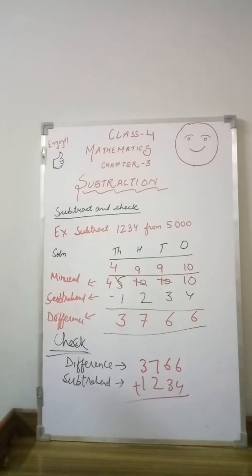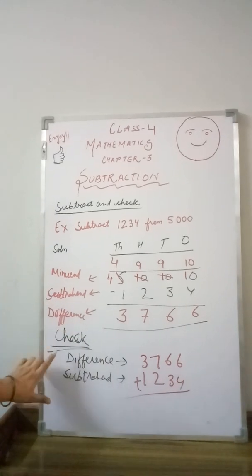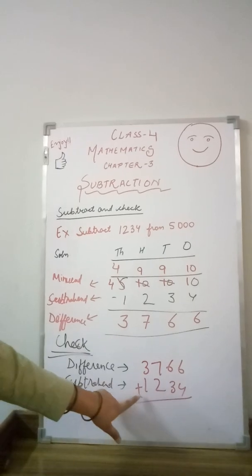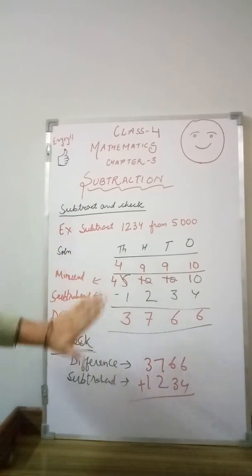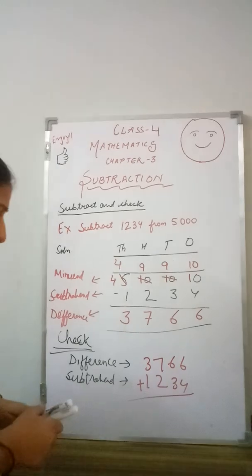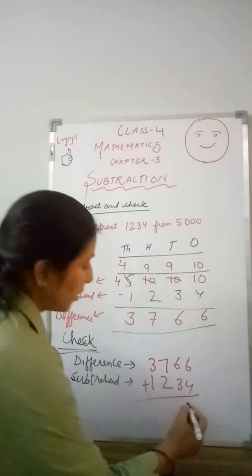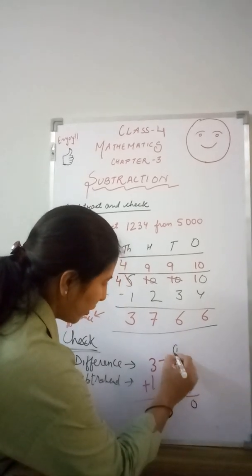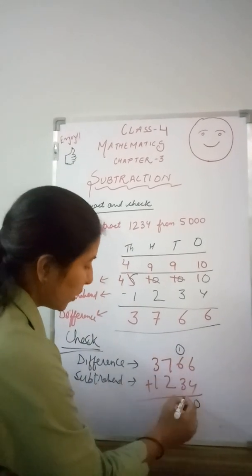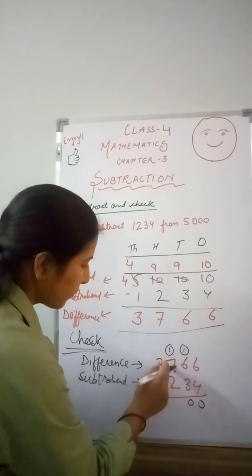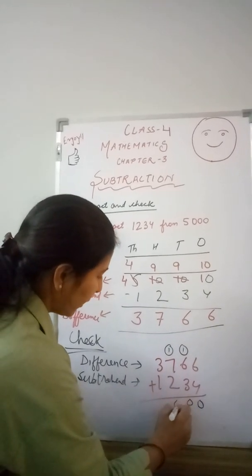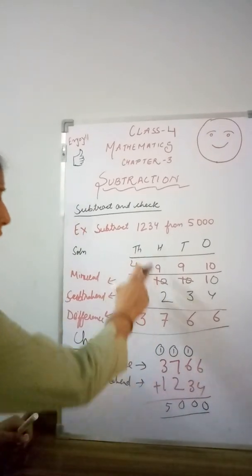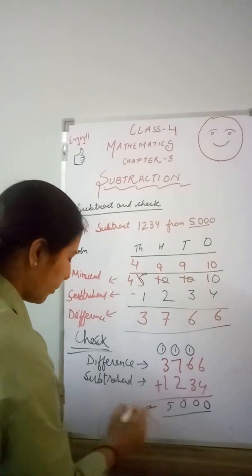So students, for checking, first of all you do the subtraction and then check. How to check? Difference and subtrahend. Here we put the addition sign because subtraction is a repeated addition. Now we'll do the addition. Let me check whether the answer is the minuend or not. 6 plus 4 is 10, write 0 here, carry 1 to the next number. 3 plus 1 is again 10, carry to the next number. 7 plus 2 is 9, plus 1 is 10, carry to the next number. Then 3 plus 4 plus 5. Yes, the answer is here. So this is the minuend.